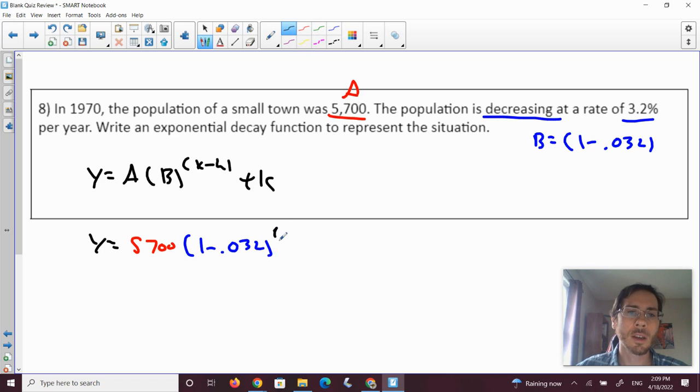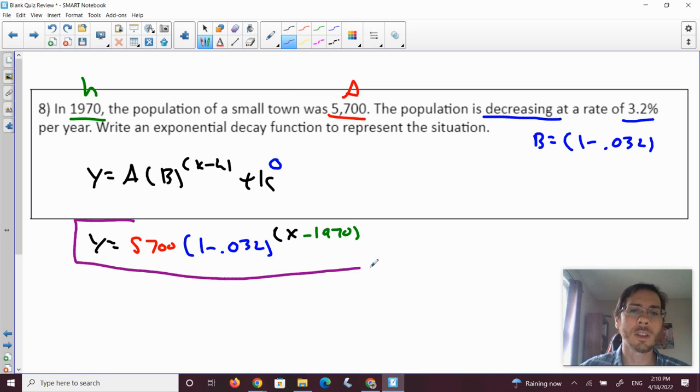X is going to stay as X. H is our starting X value. That's our starting year, so 1970. And again, you don't need to put this one in. You can count years after 1970. And then K again is just going to be 0. We're not going to have anything for K. And that's it. It just says write the function. So that's the function.